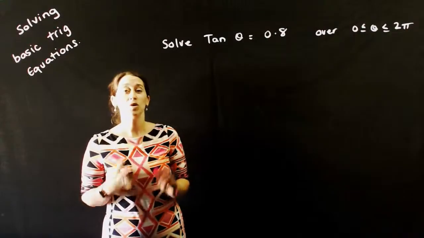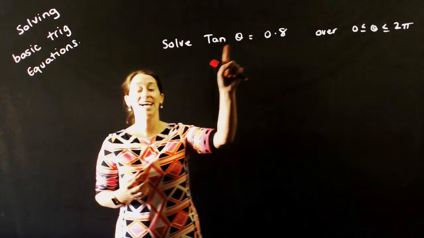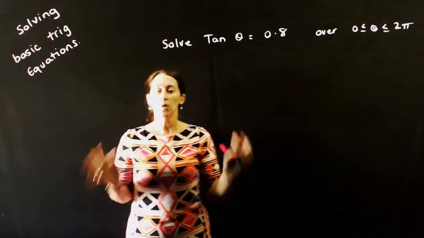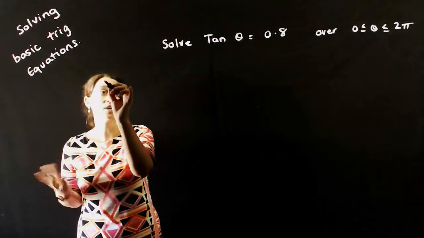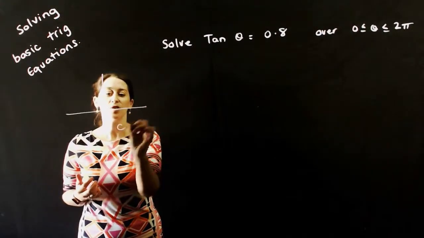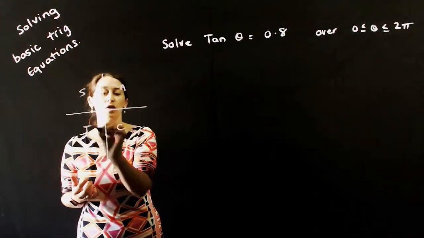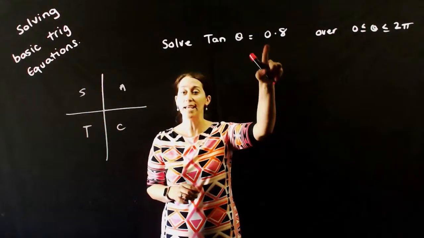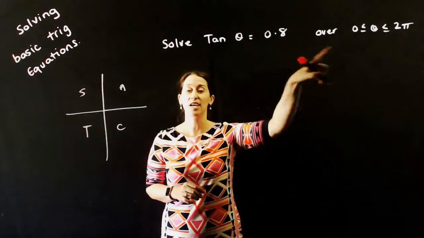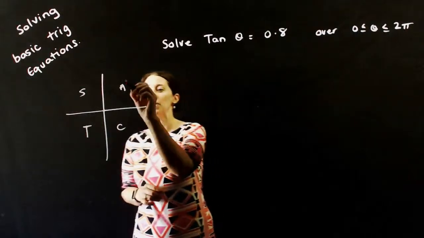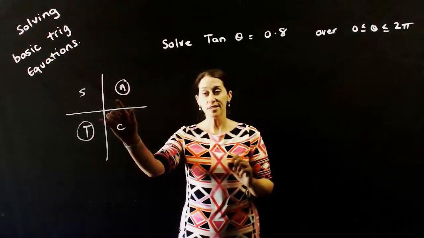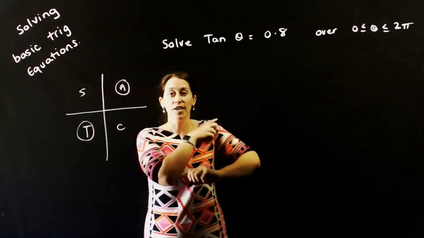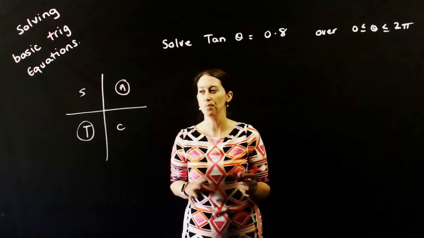Let's just look at one more that we're going to solve. Now this time I've got tan theta equals 0.8. What we need to do is consider we have a domain, we need to go from 0 to 2 pi. We're clearly in radians here. So if we have a look at the unit circle all the way around, we need to look at where tan is positive between our domain that we're dealing with. Well, tan is positive in the first quadrant and in the third quadrant. So these are the two places that we are going to find our solutions to this equation.